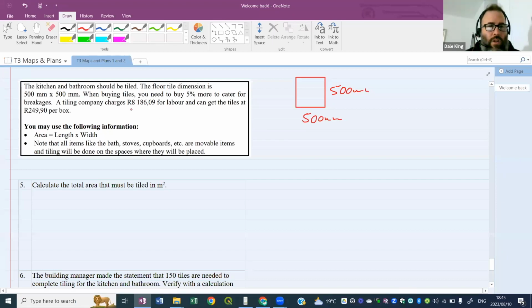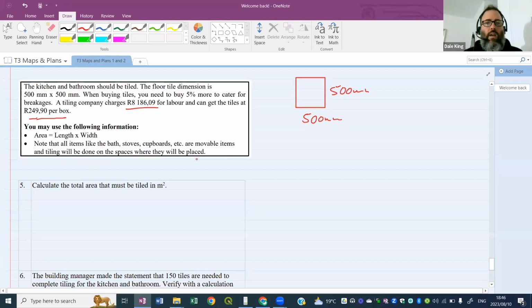A tiling company charges a lot of money for labor, and can get the tiles at $244.90 per box. All this information you're obviously going to use, guys, so let's just keep track of it. You may use the following information: area equals length times width. We know that. Note that all items like the bath, stove, cupboards, etc., are movable items, and tiling will be done on the spaces where they will be placed.